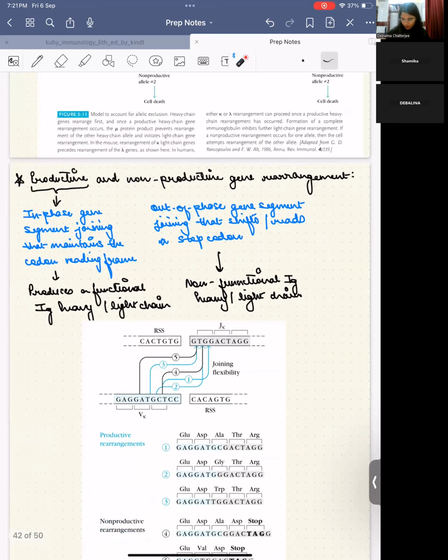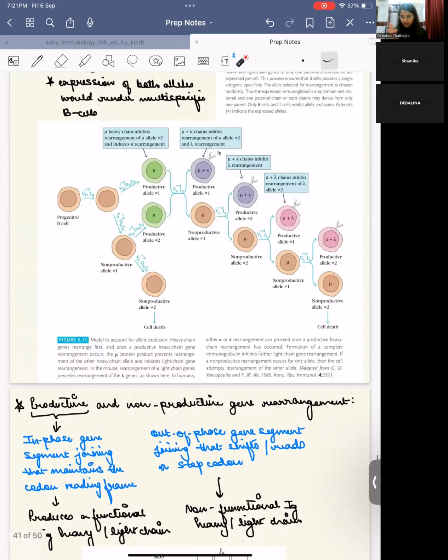Ma'am, in the case of antibody, there is no dominance that comes into context, right? No, no. It's just a random chance expression. Every time antibody formation is taking place, every time this allelic exclusion is taking place, is it fixed that only the maternal or the paternal will express and form the antibody?